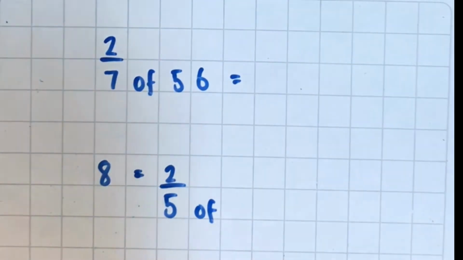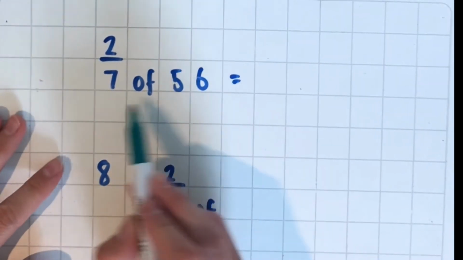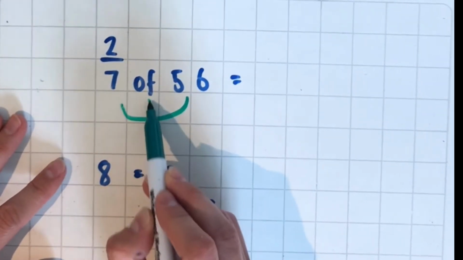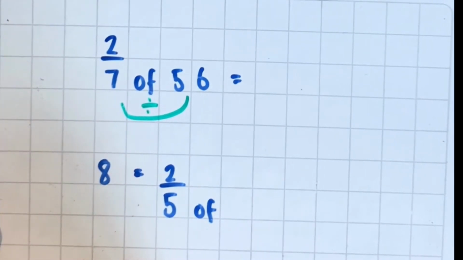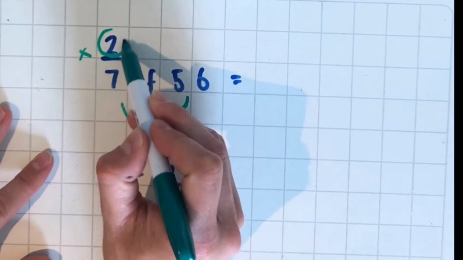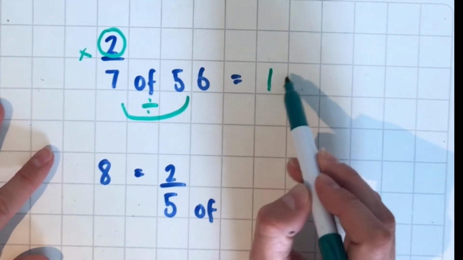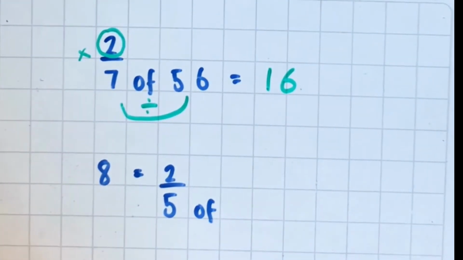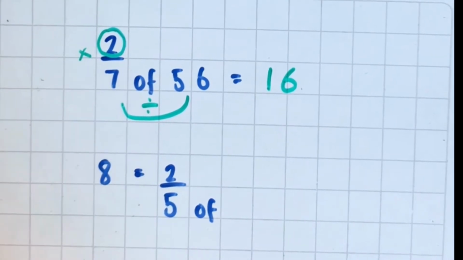Question number 21. I think you had a question very similar to this last week. So 2/7 of 56. To find fractions of numbers, you divide by the denominator. 56 divided by 7 is 8. And then multiply the answer by the numerator. 8 twos are 16.